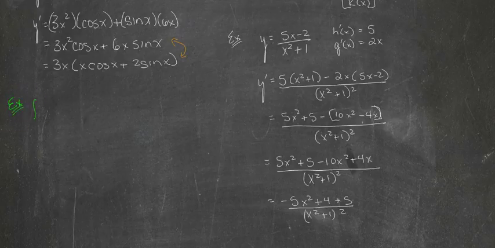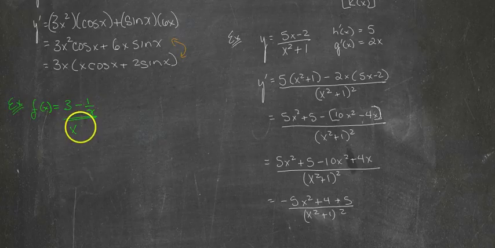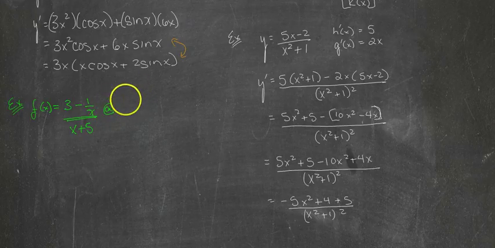So if I'm given f of x equals 3 minus 1 over x, all over x plus 5, and I want to find the equation of the line for this one at the point negative 1, 1. All right, so I'm going to worry about evaluating the point later. At first, I'm just going to go through and find my derivative.